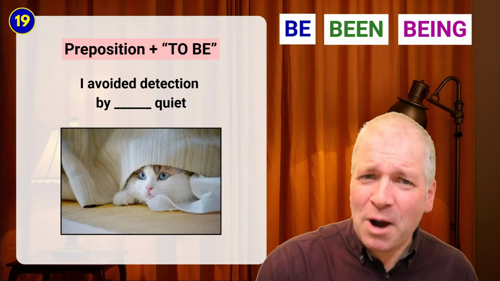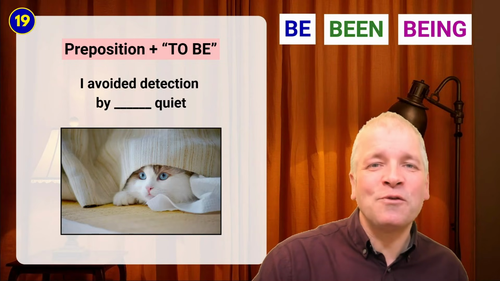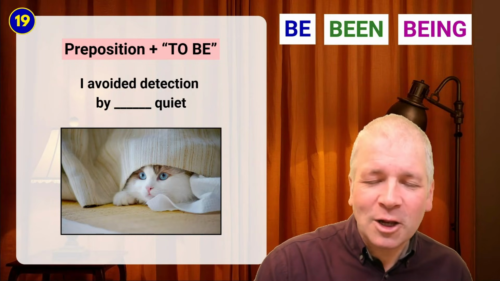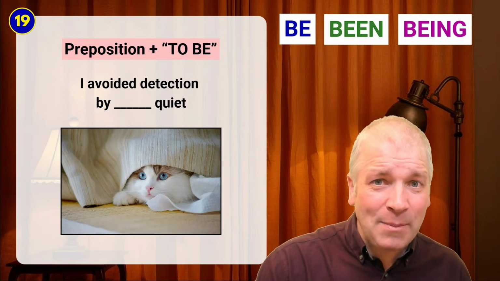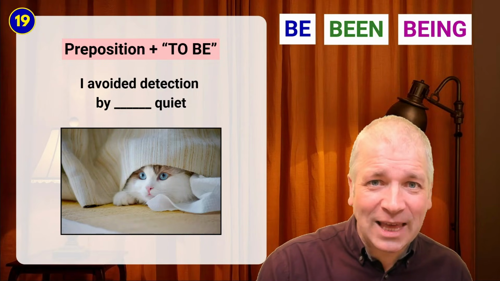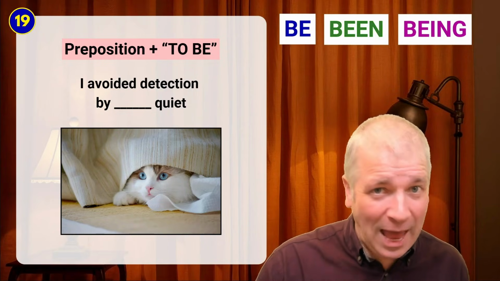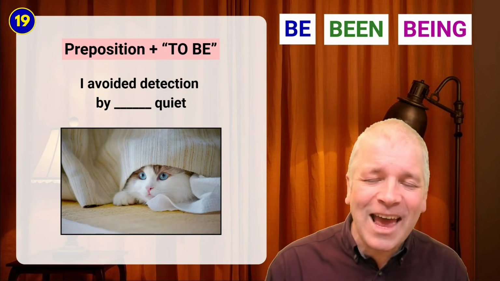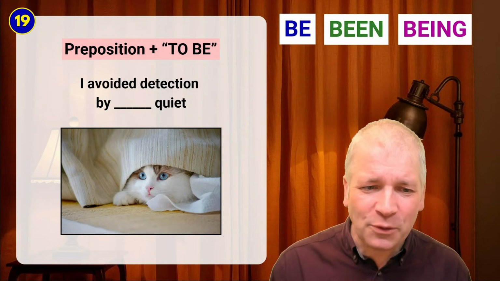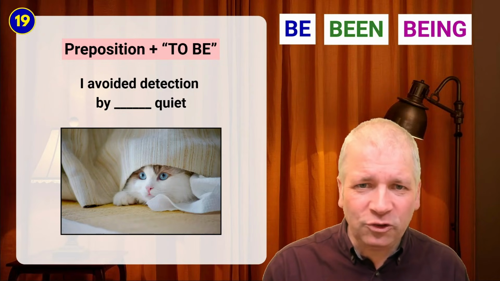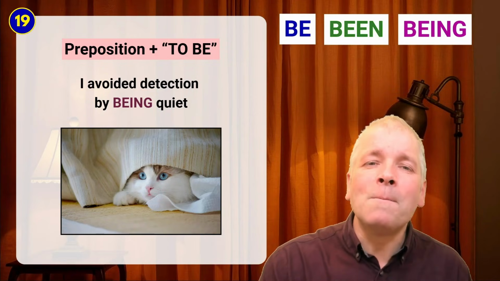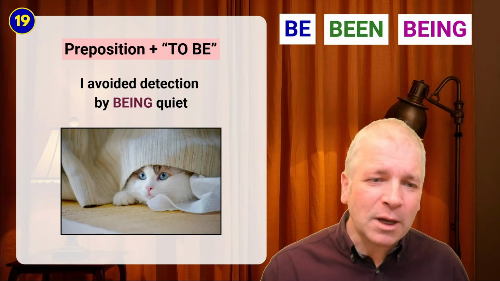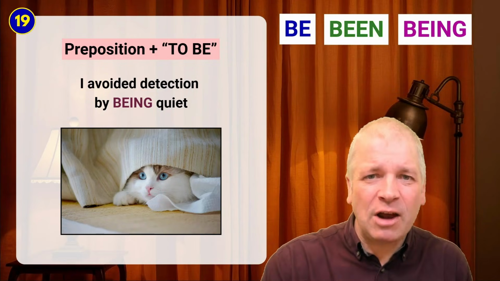Now, what do we do with prepositions when we want to use the verb to be afterwards? Look at this cat here. Maybe there's a dog in the house and the cat's hiding. And the cat, if the cat could think in English, could think like this. I avoided detection by something quiet. Which word? Being. Why? Because after the preposition, we need the gerund form.